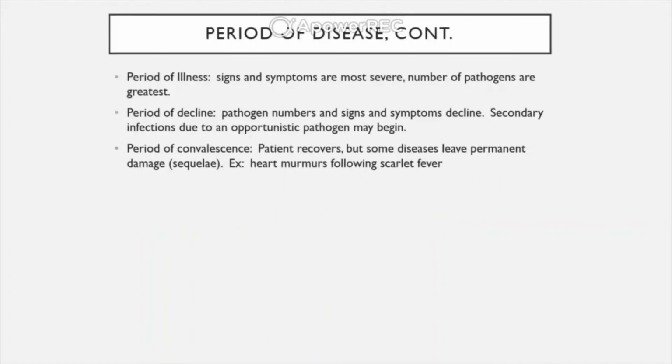Now we have the period of illness, where signs and symptoms are most severe and the number of pathogens are greatest. This is followed by the period of decline, where the pathogen numbers and signs and symptoms decline. Secondary infections due to opportunistic pathogens may begin here. And finally, we have the period of convalescence, where the patient recovers, but some diseases leave permanent damage. So an example of this could be heart murmurs following scarlet fever.